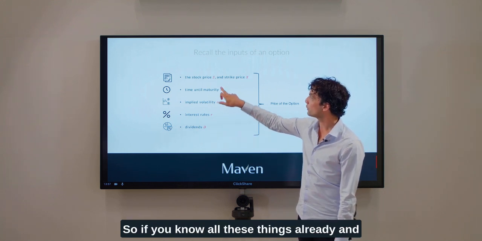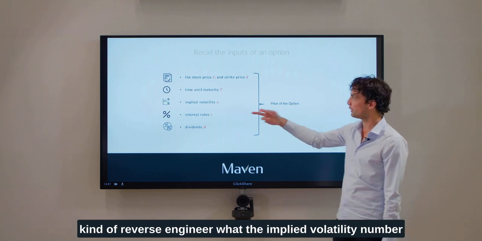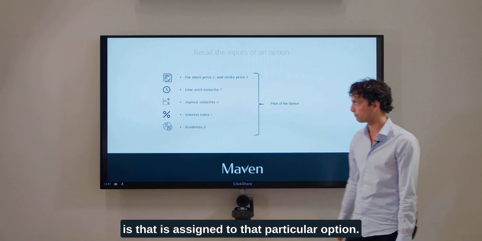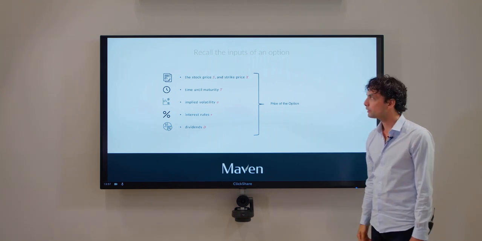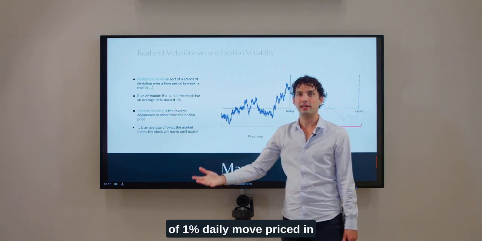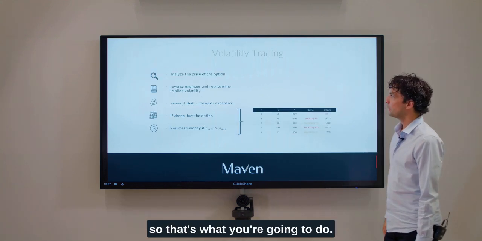So if you know all these things already, and you know the price of the option, you can kind of reverse engineer what the implied volatility number is that is assigned to that particular option. That number could be something like 32. You know what it means, right? Because if it's 16, there's some sort of 1% daily move priced in. So if the number is 32, 2% is priced in. So that's what you're going to do.